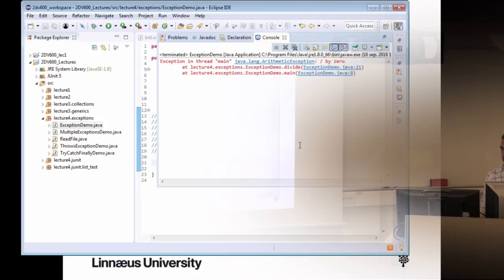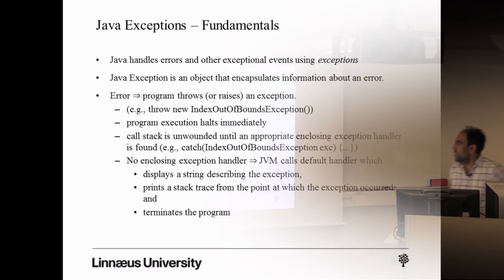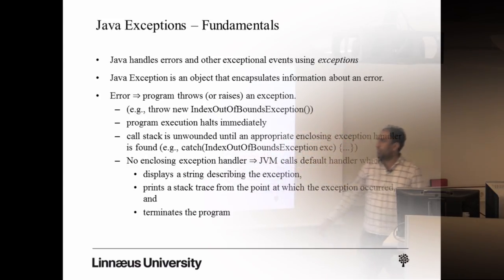But then to handle these kinds of exceptions, if there is no exception handler provided, the JVM calls the default handler, which displays a string describing the exception. So you get a string message that describes the exception, and then it prints the stack trace from the point at which the exception occurred, and finally it terminates the program. So there are three things. The first thing is that it provides you the information about the exception. Then it provides you with the stack trace, the order in which the methods have been called and in which method the problem has occurred, so that if you want to find the problem and fix it, you can do that. And then it terminates the program.